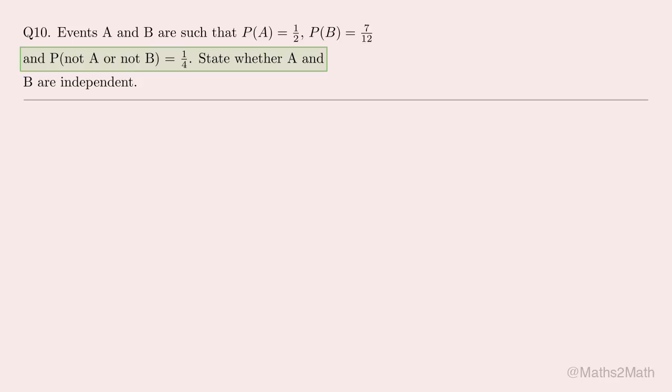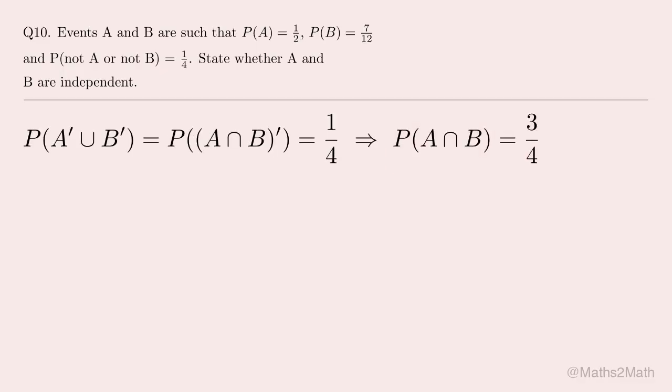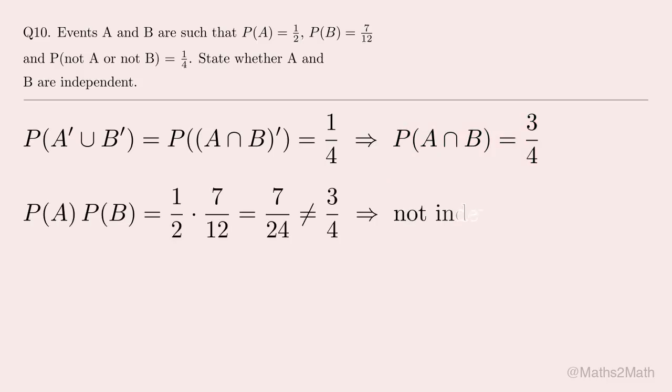Question 10. The given complement hides the intersection. De Morgan again, then compare with the product. Not A or not B is the complement of A intersect B. So the intersection has probability 1 minus a quarter, 3/4. But the product of P of A and P of B is 7/24, not 3/4, not independent.